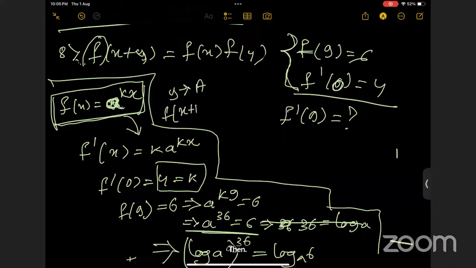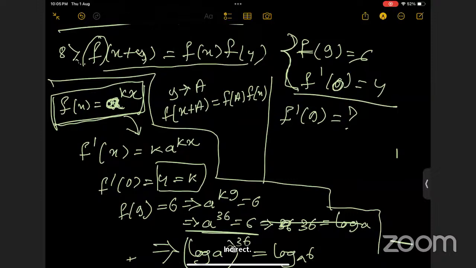So f of x plus capital A. If the problem was described like this, then there is a very easy, logical solution, scientifically satisfying our intellect. Here the function is also a function of one variable, no problem. But here y became a constant, so it became easier. So what was your conclusion for that?